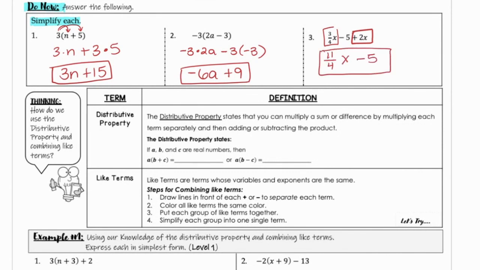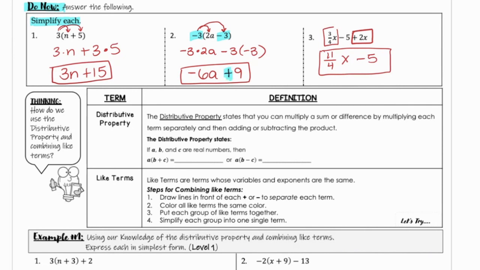Okay, so this is what you should have got. For number one, we're distributing. So we're taking that 3 multiplying by n, giving us a 3n, taking the 3 multiplying with the positive 5, giving us a positive 15. For number two, same kind of process, right? We're multiplying the negative 3 to everything. The only thing I should be very careful with is when I multiply those two together. Negative 3 times negative 3 gives us a positive 9.